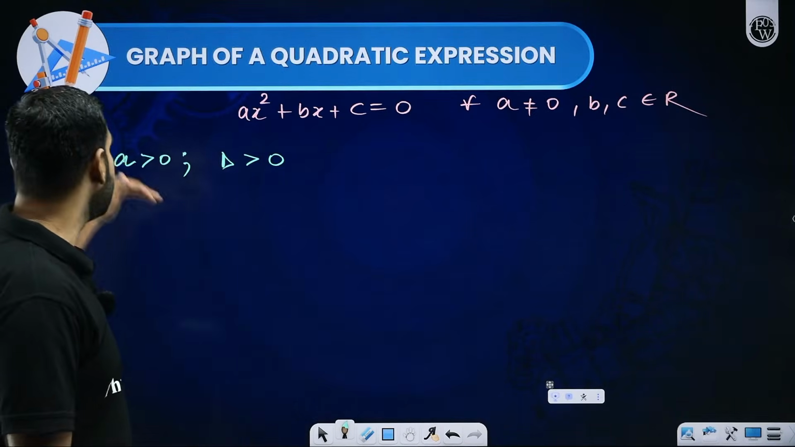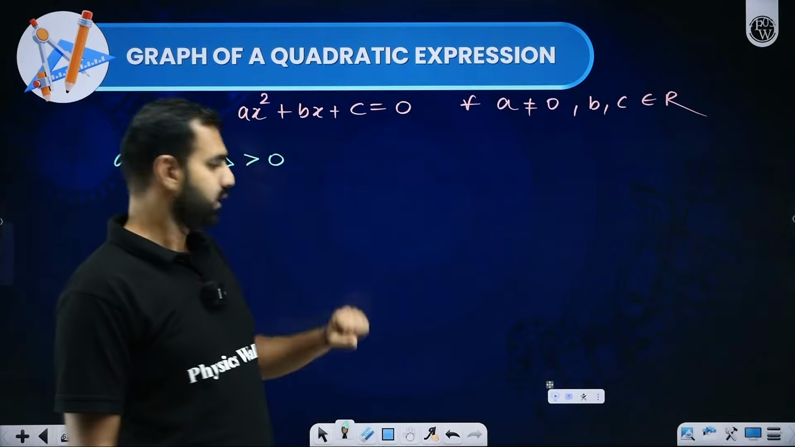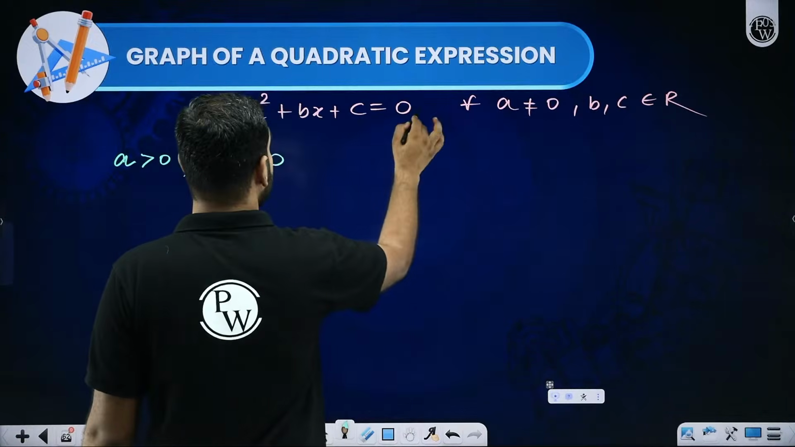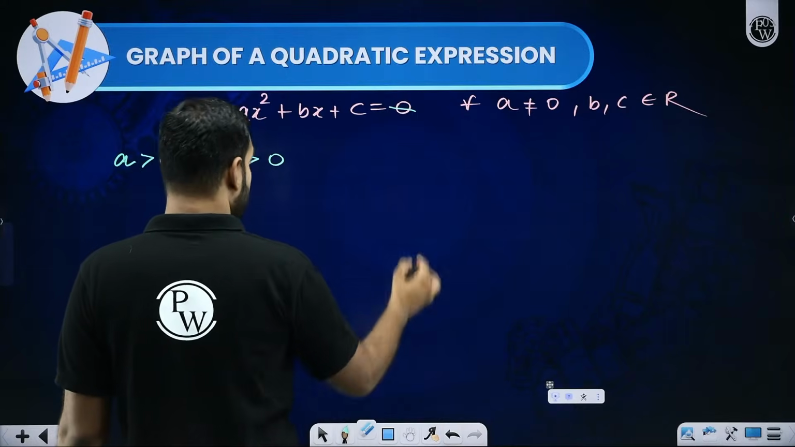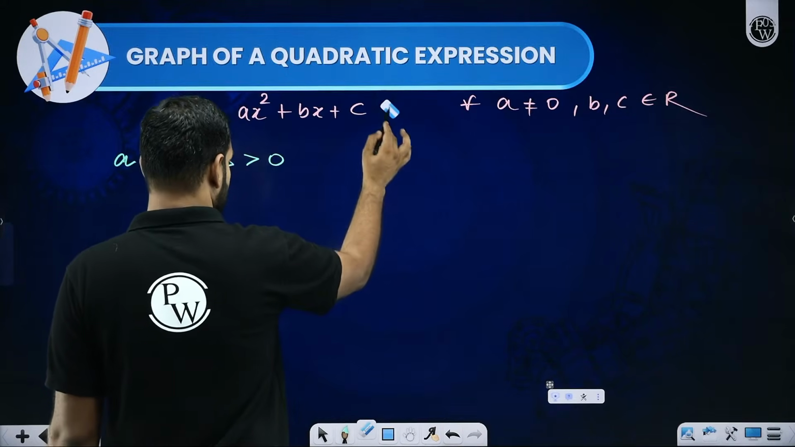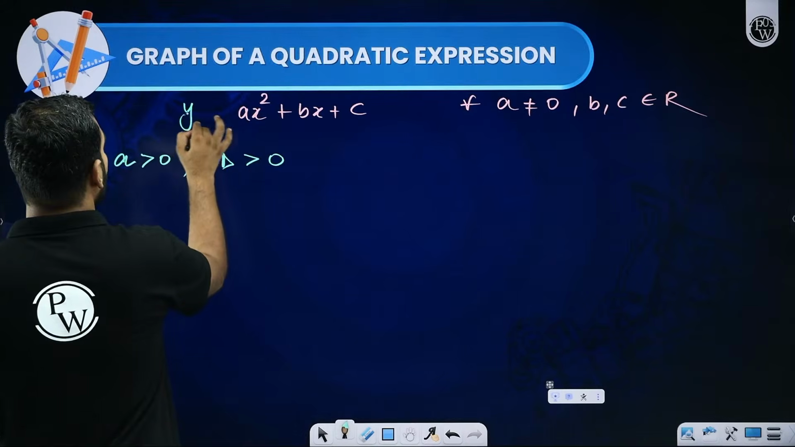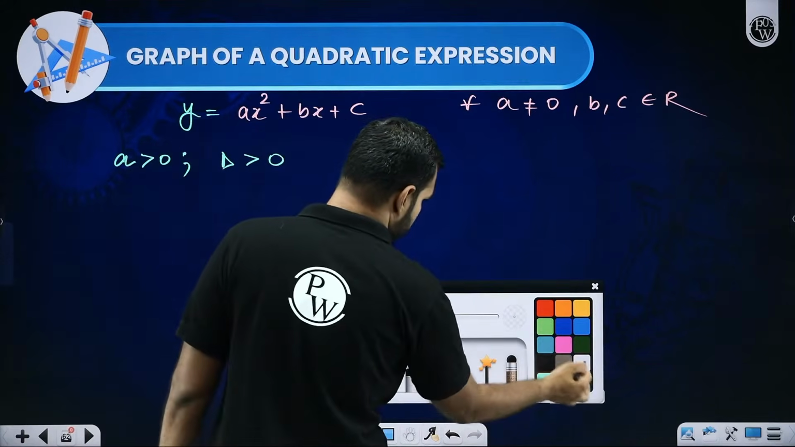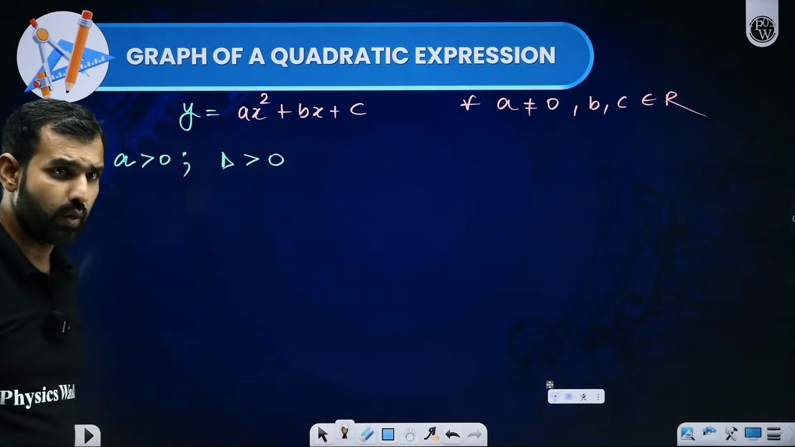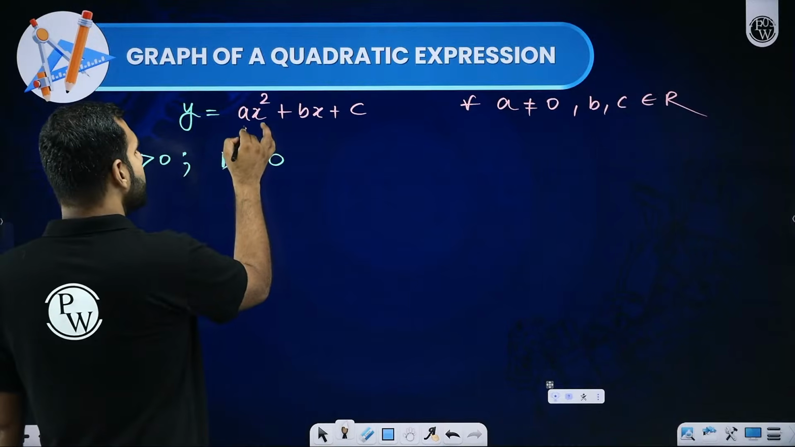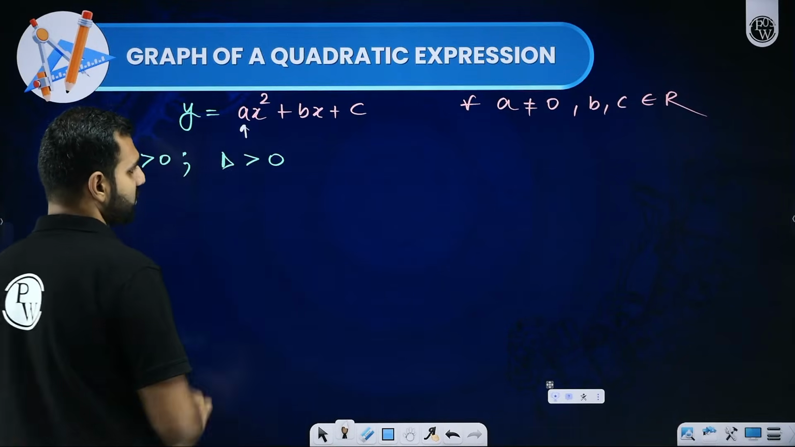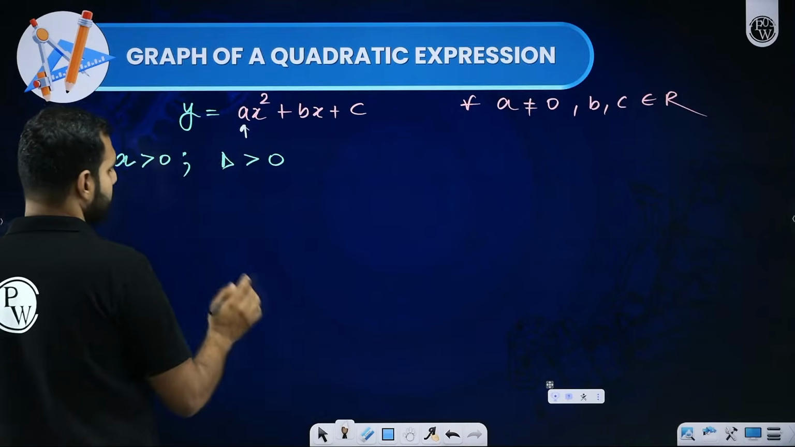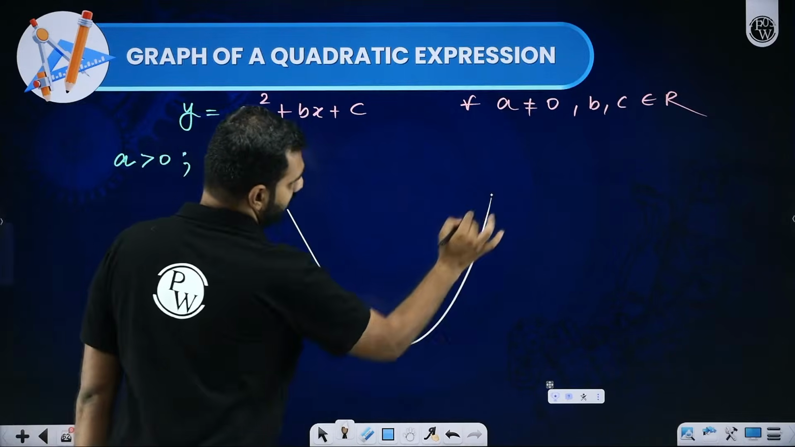which means a is positive, when you try to draw the graph of a quadratic, here y is equal to ax square plus bx plus c. So if you wish to draw its graph, pay attention, everyone. A lot depends on the coefficient of x square and its discriminant. Coefficient of x square is positive, a is positive, it will be an upward facing parabola.